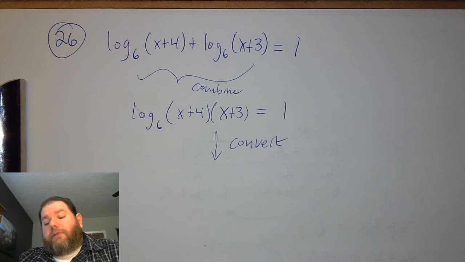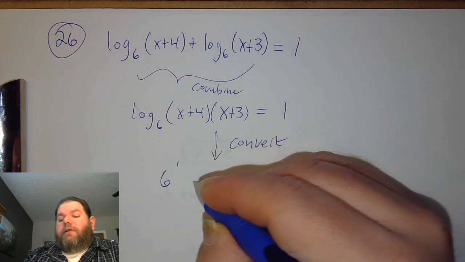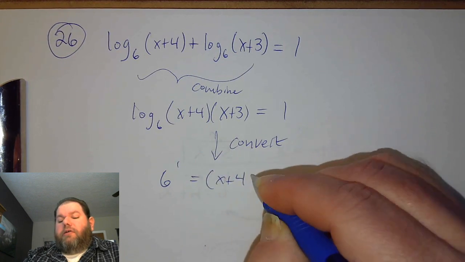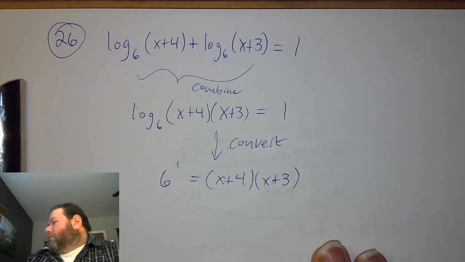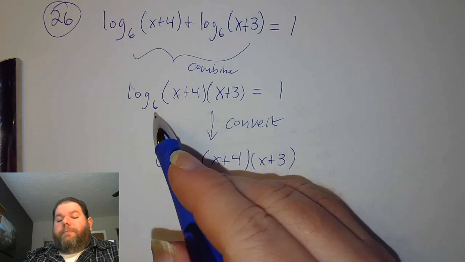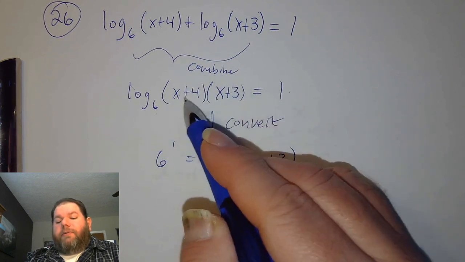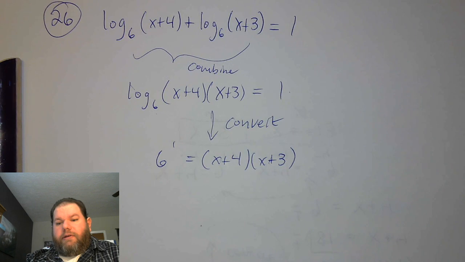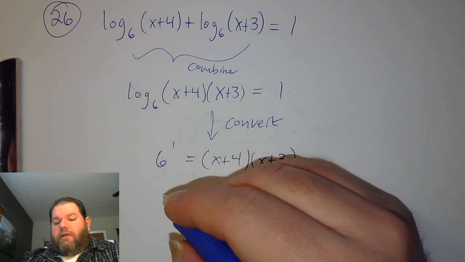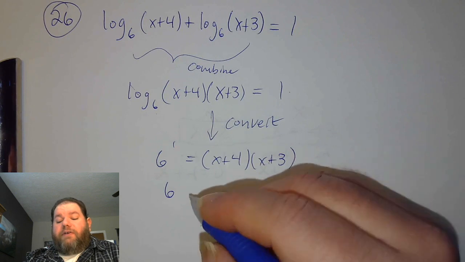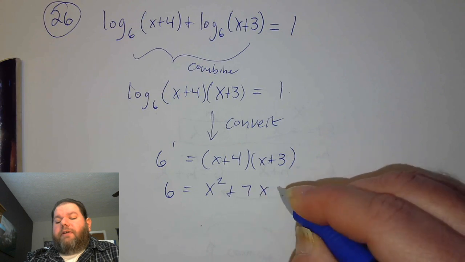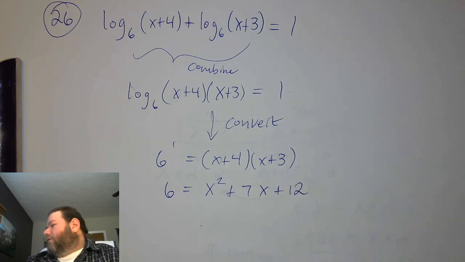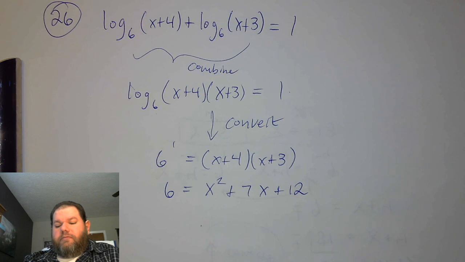6 to the 1 equals x plus 4 times x plus 3. Good. Again, take our base to the opposite side equals the argument. So 6 to the 1 equals all that. 6 to the first power is just 6, and if we FOIL this on the right hand side, that's x squared plus 7x plus 12. What do you think we ought to do after that?